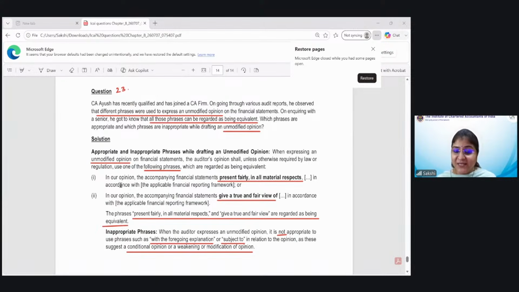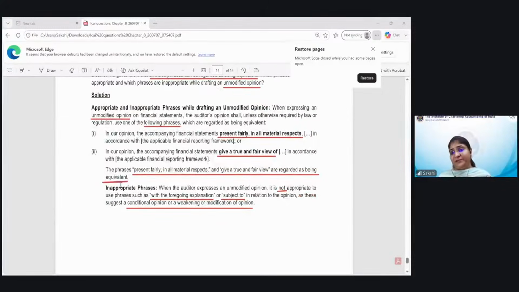The phrases "present fairly in all material respects" and "give a true and fair view" are regarded as being equivalent. This you have to write in inverted commas. Present fairly in all material respects and give a true and fair view. Now comes the second point: inappropriate phrases. What are inappropriate phrases?